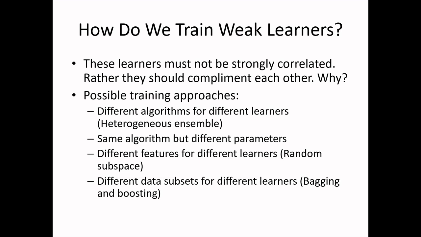So the first one, if you have different algorithms, basically it will be a heterogeneous ensemble. The rest of the 3 cases are basically homogeneous ensembles. And again, within homogeneous, the third point, different features for different learners, is the approach that is used for a random forest. And the final one, different data subsets for different learners, is called bagging and boosting. So again, one can have different ways of thinking.